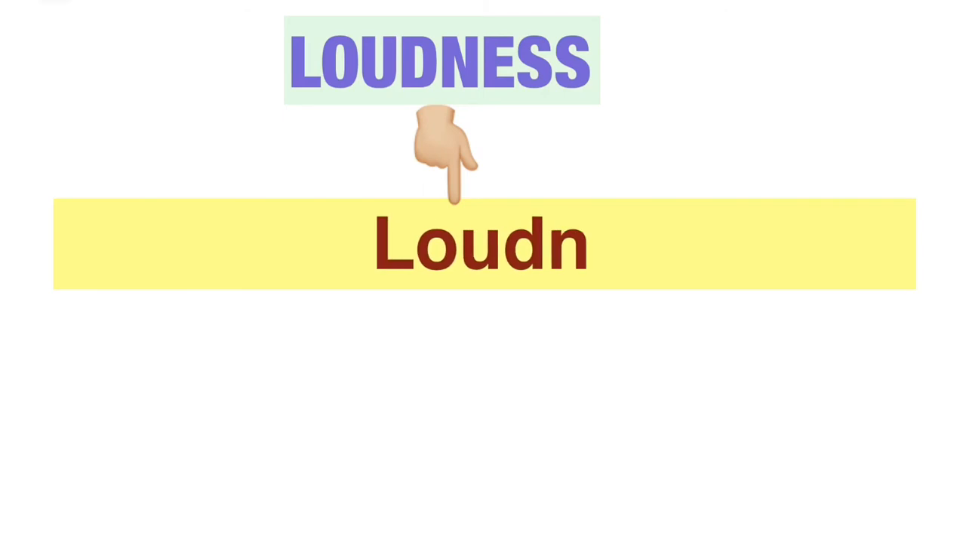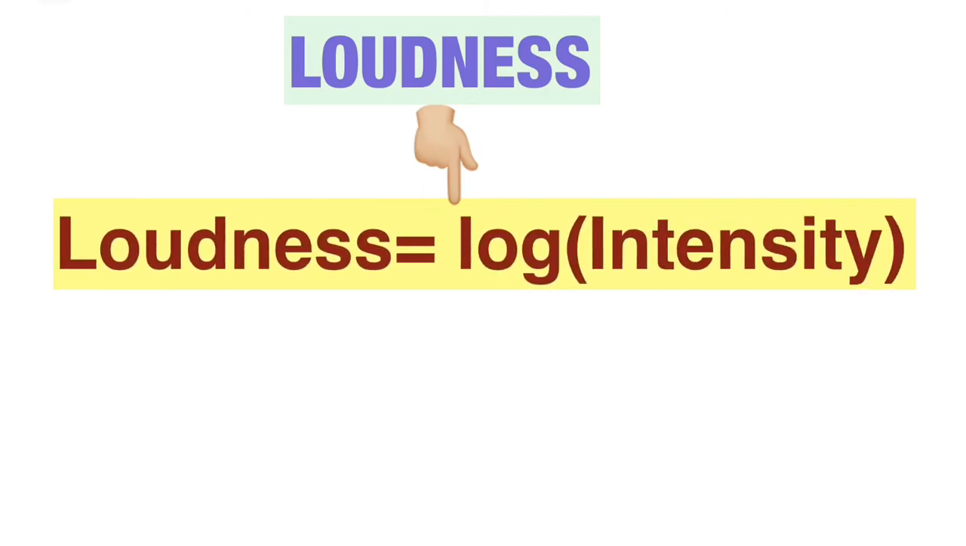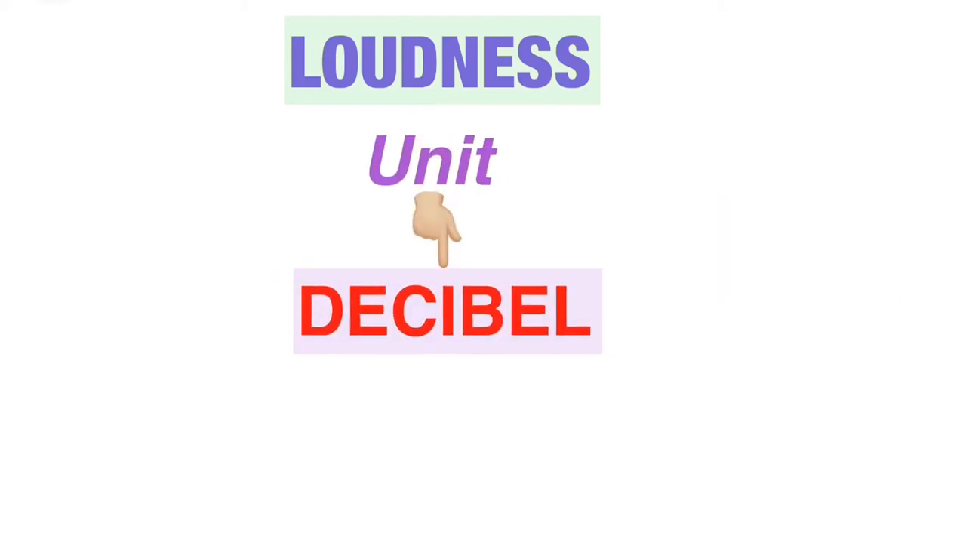Mathematically, we can calculate loudness with the formula: loudness is equal to the logarithm of the intensity of the sound. The unit of loudness is decibel. It is written in the short form as small d and capital B.